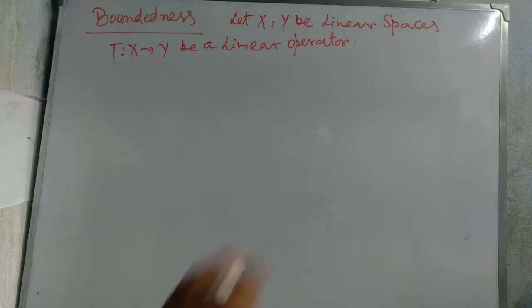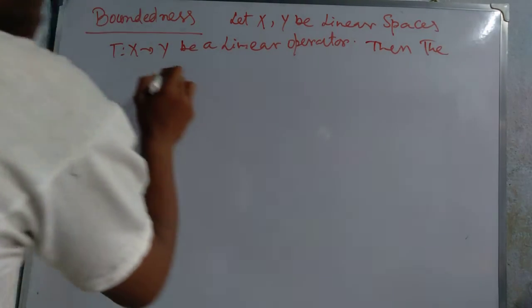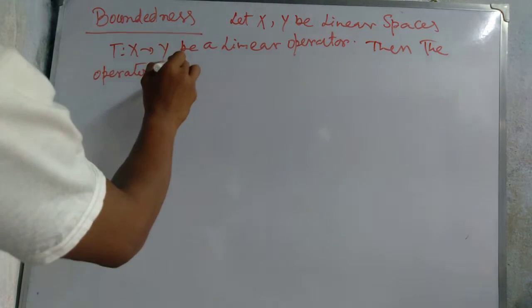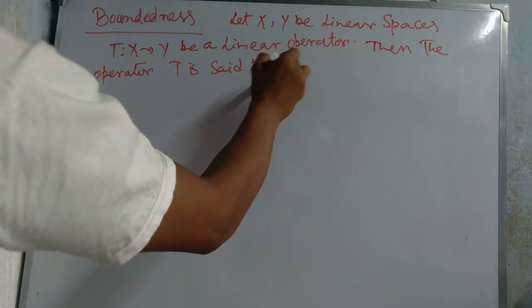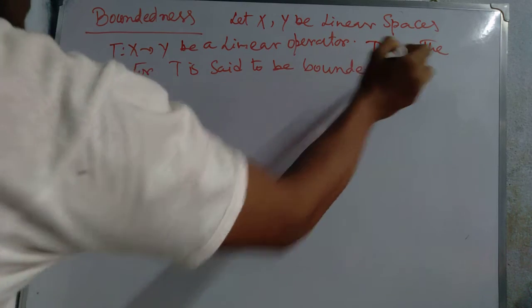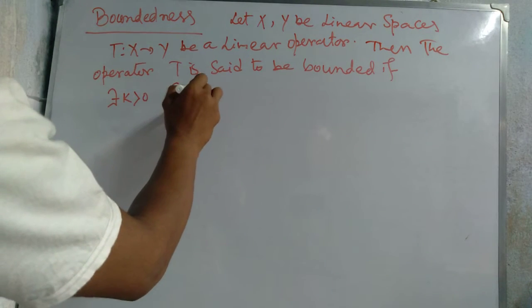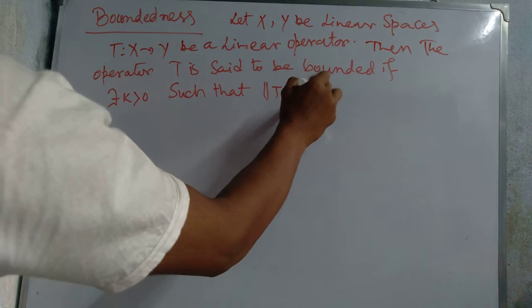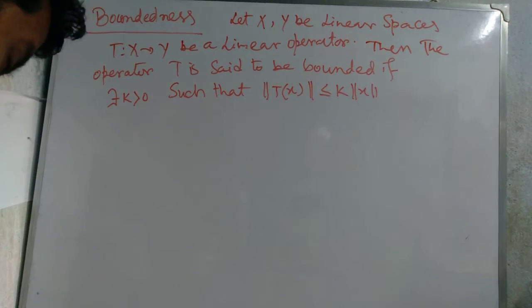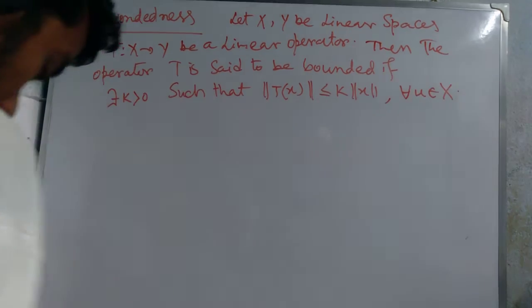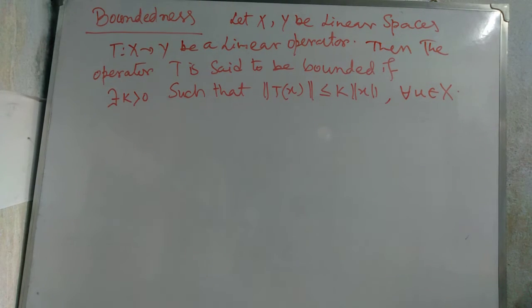The operator T is said to be bounded if there exists k greater than 0 such that norm of Tx is less than or equal to k times norm of x, for all x belongs to X. Then we call this operator bounded. When an operator is bounded, this is an example.